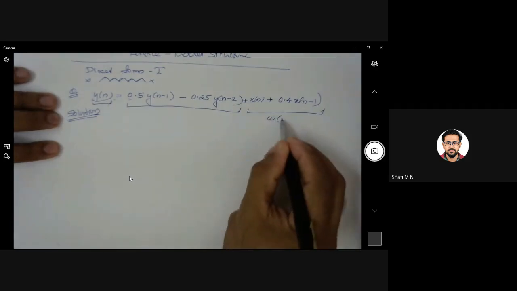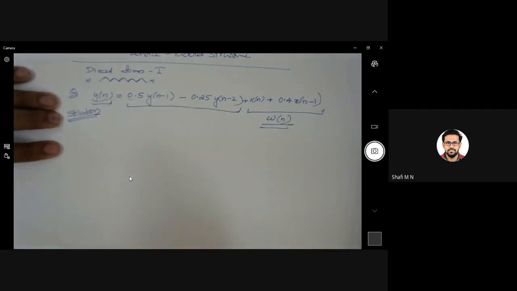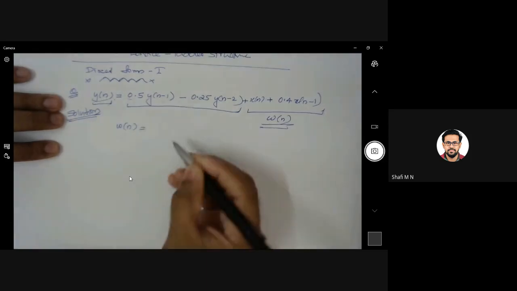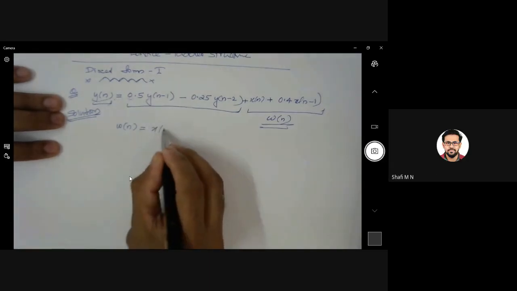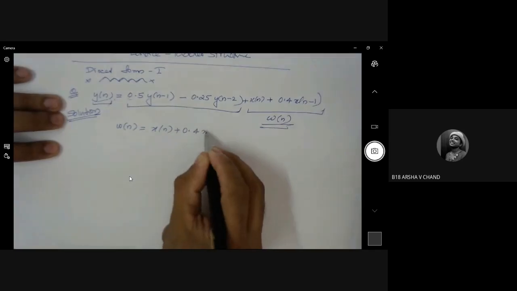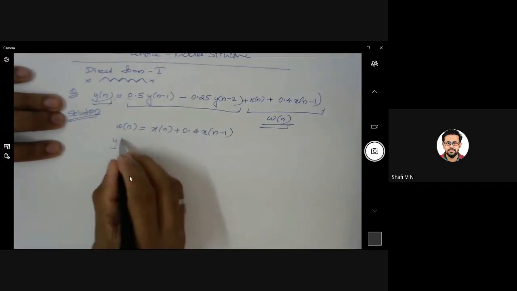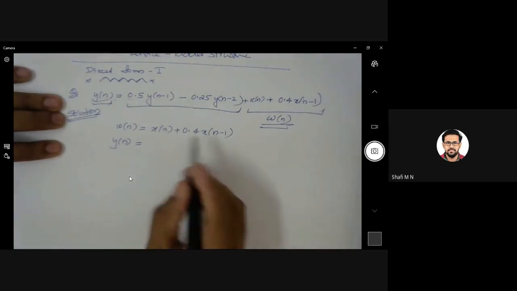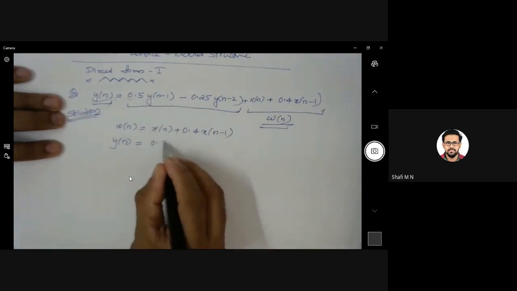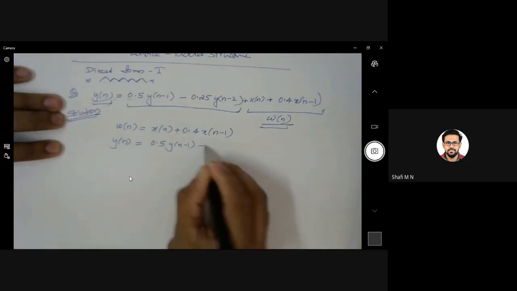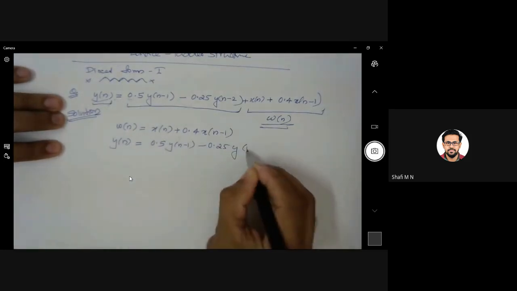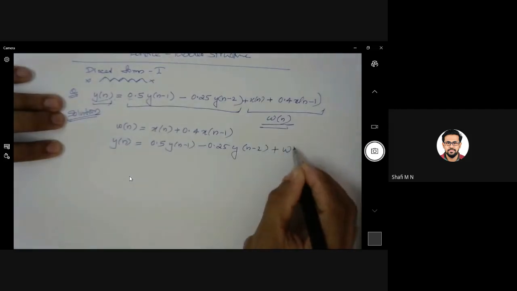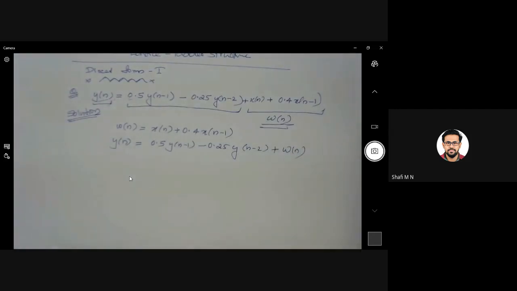Now you call this term w of n. So tell me, what is w of n? Tell me the equation for w of n. x of n plus 0.4 x of n minus 1. And what was your y of n? y of n is equal to 0.5 y of n minus 1 minus 0.25 y of n minus 2 plus w of n. You have this equation, right?